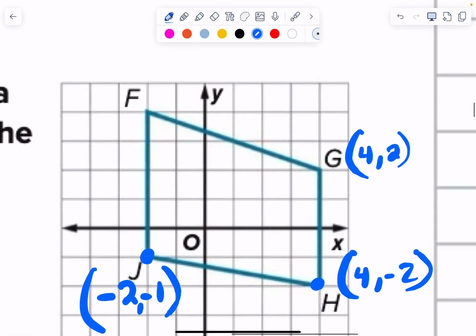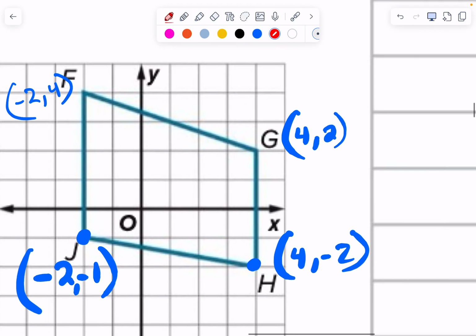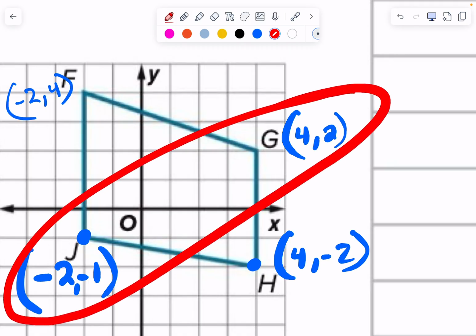F is at -2, 4. So here's the deal. They say use the midpoints to find whether this is a parallelogram or not. It doesn't look like a parallelogram. I'm guessing we're going to say no, but we have to justify our answers. So they want us to do the midpoint. Which two are you going to do the midpoint of? 4 and 2. Opposite ones, right? Because I want to look at the diagonals. So I'm going to do the midpoint there.